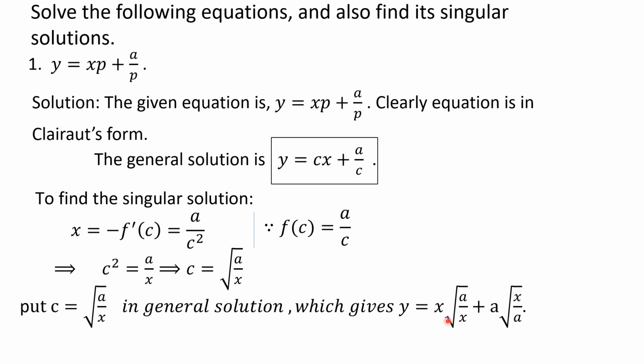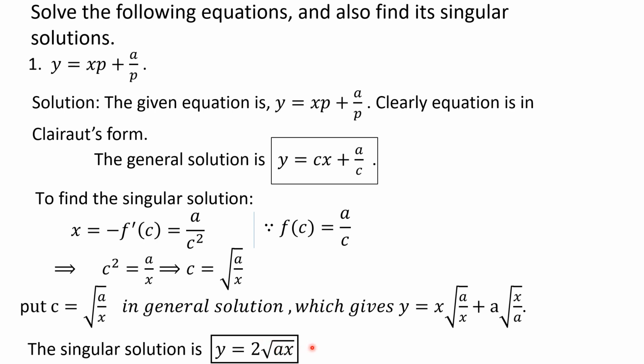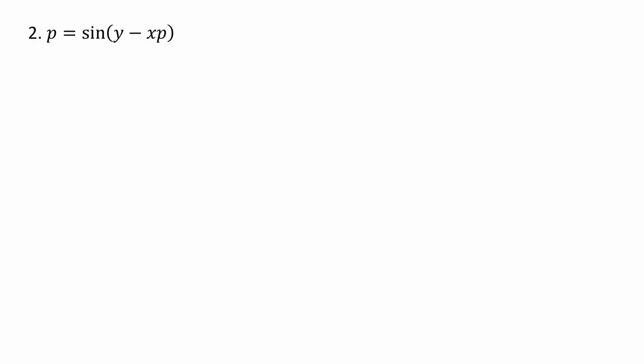Or you can simplify x by root x gives root x into root a, or root ax. Here a by root a gives root a into root x. So root ax plus root ax, together I can write y is equal to 2 times root ax. So the singular solution for the given equation y equal to xp plus a by p, we got y equal to 2 root ax. I hope you understood. So we can move on to the next problem.